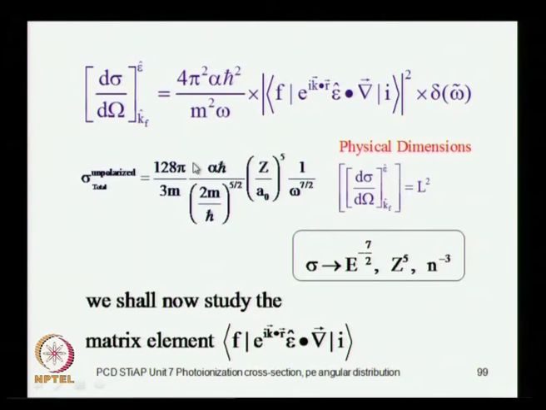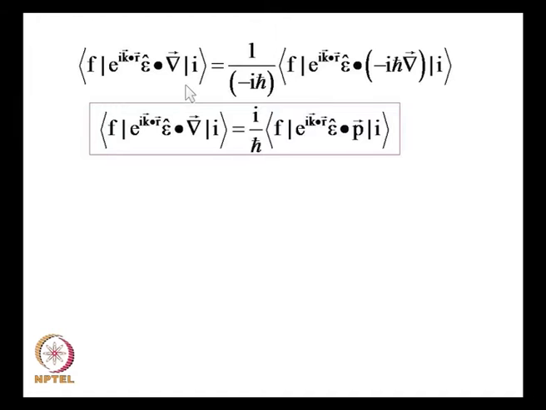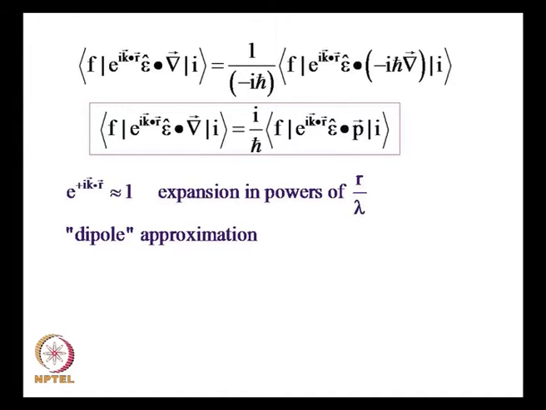So, we will have a closer look at this matrix element which goes into the photoionization cross section, and this matrix element is the matrix element of the gradient operator. So, you write it in terms of the momentum operator. You get a factor of i over h cross outside, and you have the momentum operator inside the matrix element, and here you have e to the i k dot r, which you can expand as a power series in r over lambda.